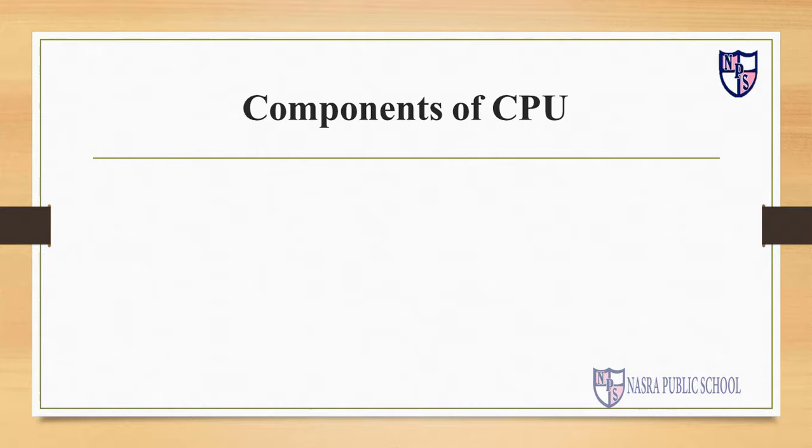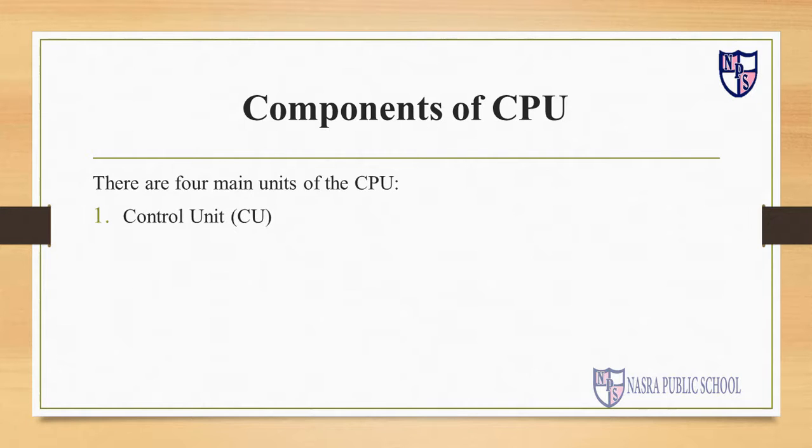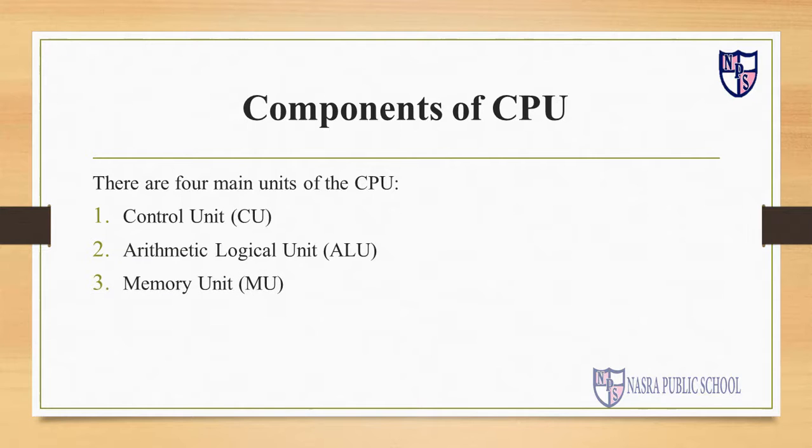Now let's discuss the components of CPU. There are 4 main units or components of the CPU. First one is control unit, CU. Second is arithmetic logical unit, that is ALU. Third is memory unit, MU. Fourth one is registers.